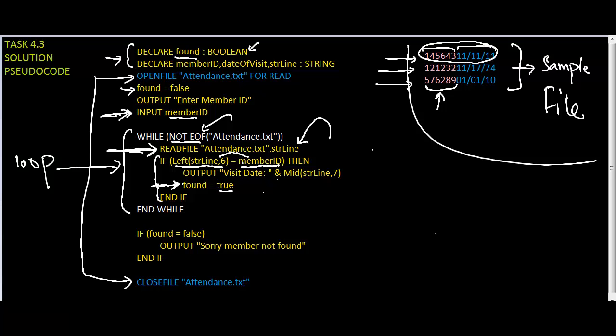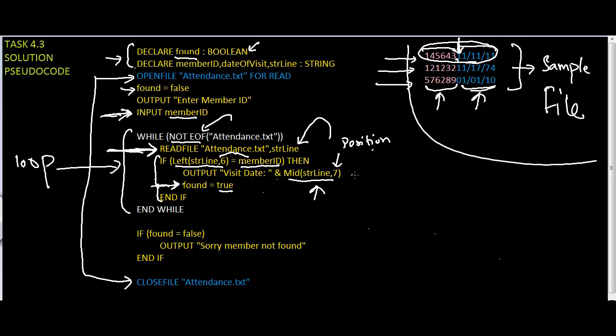And once we found our member in the file, we have to output the corresponding date of visit. So the last 8 characters have to be output, and for that I have used the mid str line function. Remember, I have given the starting position here. I said that the starting position for the mid function is the 7th character, which would be this character. This is where the date is starting.